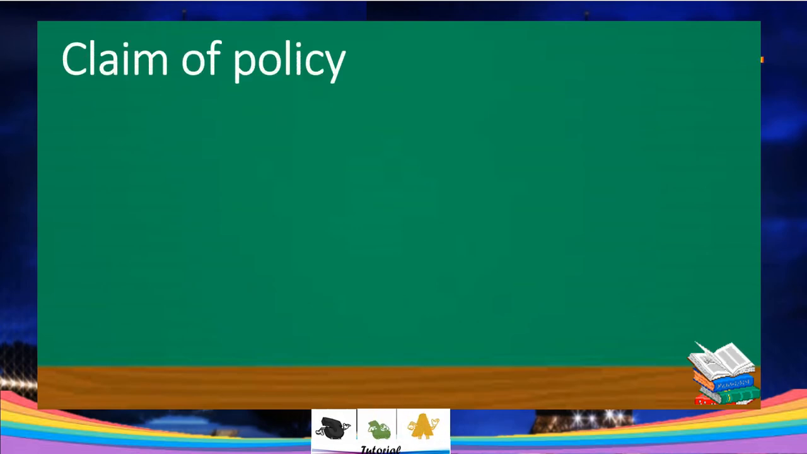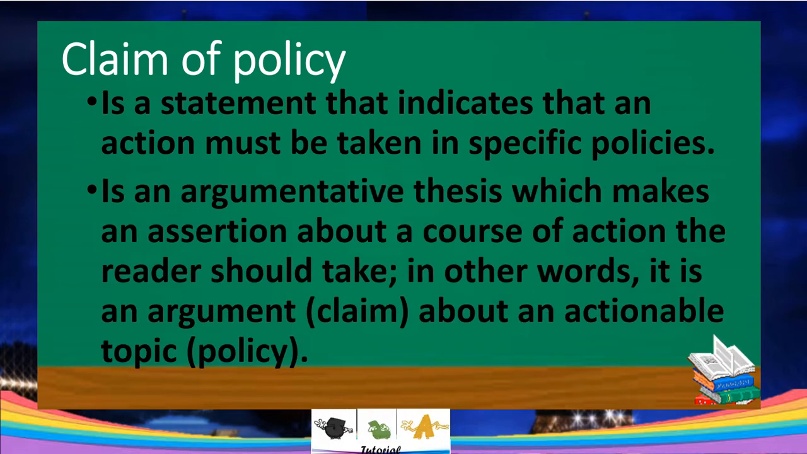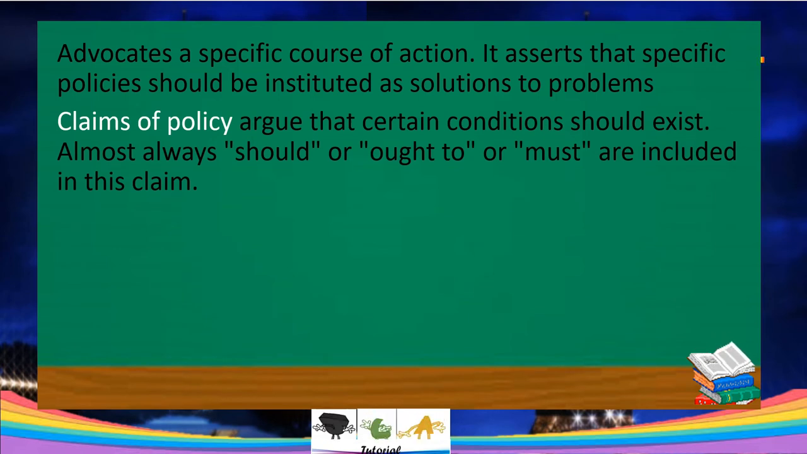Then we have claim of policy. It is a statement that indicates that an action must be taken in specific policies. It is an argumentative thesis which makes an assertion about a course of action the reader should take. In other words, it is an argument or claim about an actionable topic or policy, from the word policy. A specific course of action. It asserts that a specific policy should be instituted as a solution to problems. It argues that certain conditions should exist. Almost always, should, ought to, or must are included in this claim. So these are the words that would give you a hint that this claim is policy.